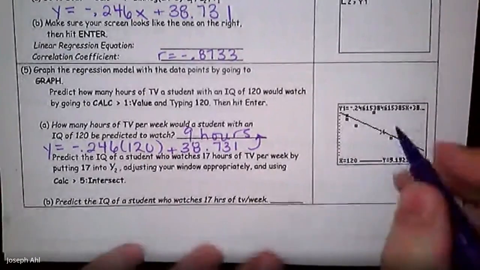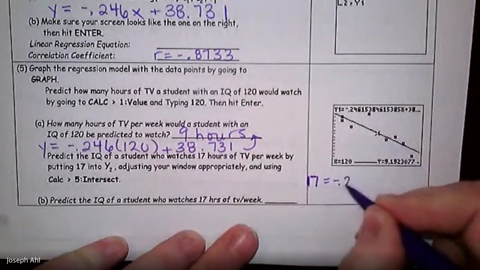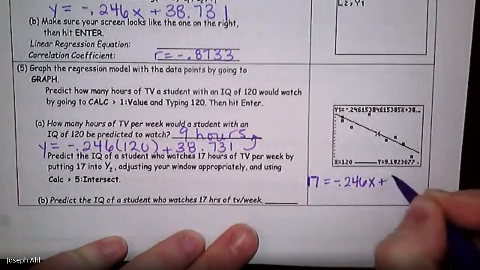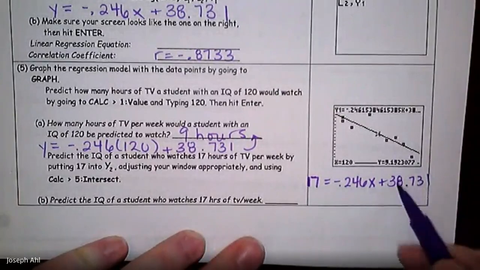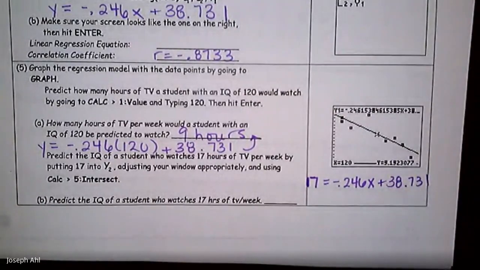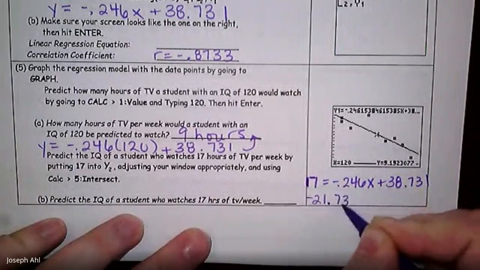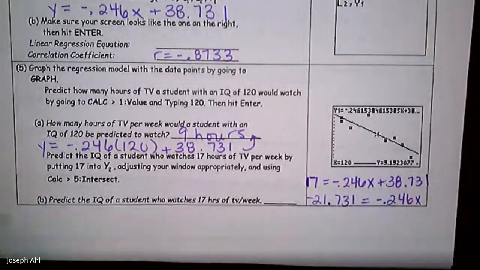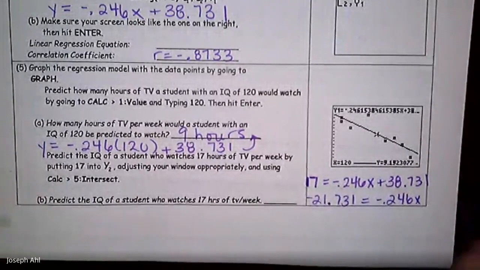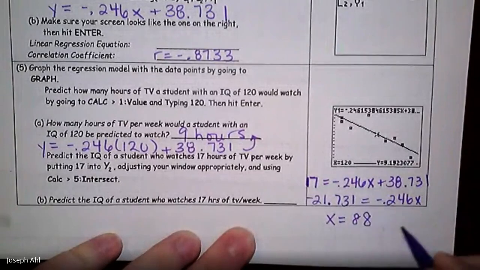So this is where you're going to actually set 17 for y, and you're going to solve for x. So the first thing you would do to solve this, it's pretty easy to solve, right? Subtract the 38.731 to the other side. 17 minus 38.731 is negative 21.731. And if you divide that by negative 0.246, you get that the IQ might be somewhere around 88.